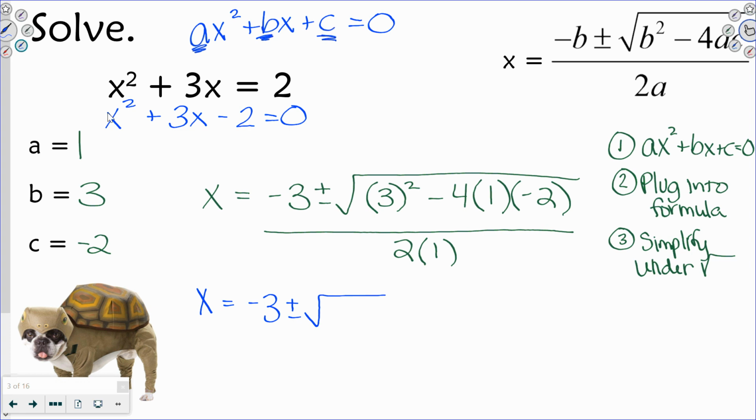So 3 squared minus 4 times 1 times negative 2 under the radical. Just don't type the radical in. But type in 3 squared minus 4 times 1 times negative 2. And that's 17. Good.